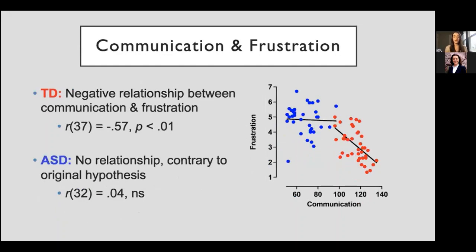We see a similar pattern in communication and frustration as we did in communication and emotion dysregulation. Again, with the typically developing group in red, we see a significant negative relationship between communication and frustration. As communication competence increases, we see less expressions of frustration. This relationship is not seen in the ASD group in blue. These correlations were significantly different when tested with the Fisher's R-to-Z transformation.